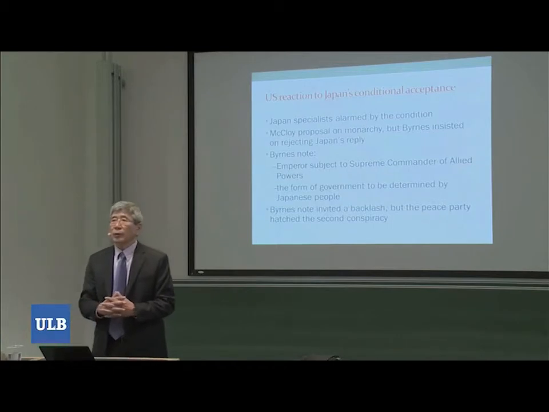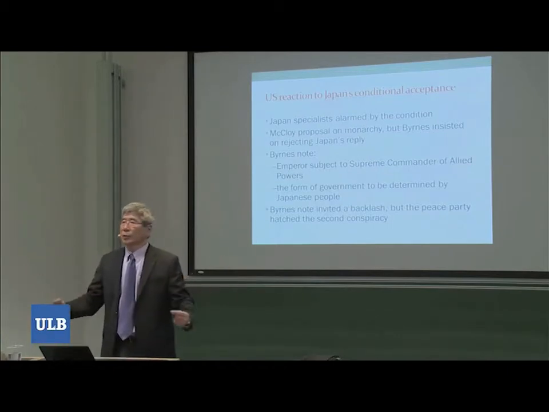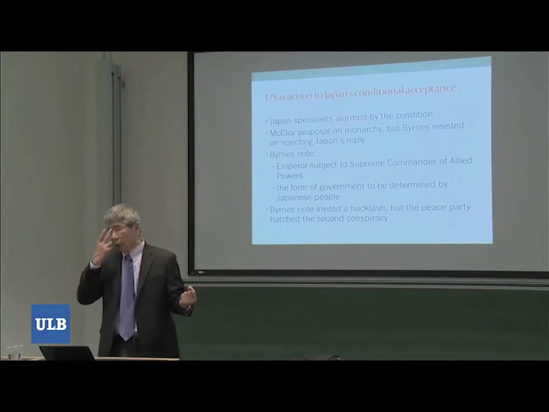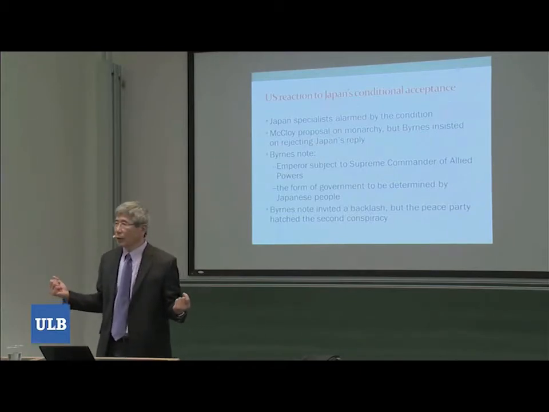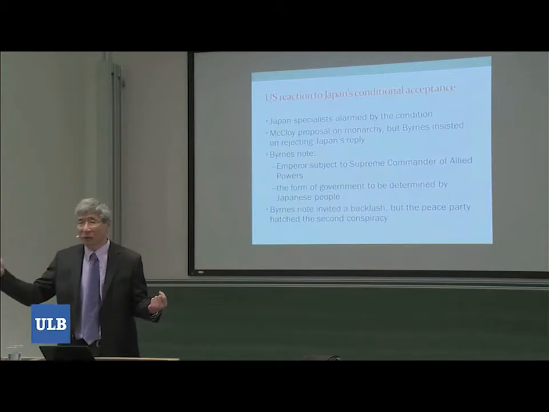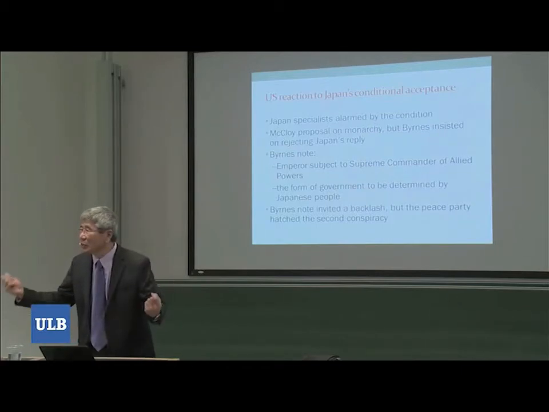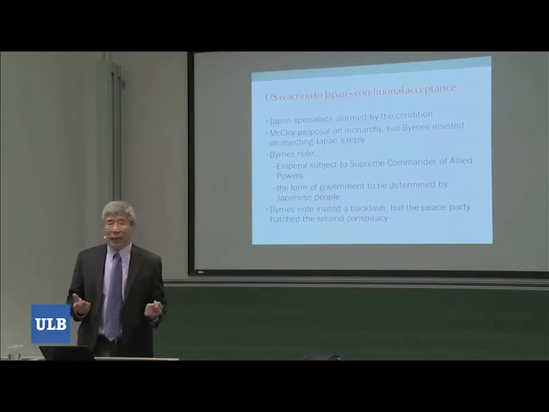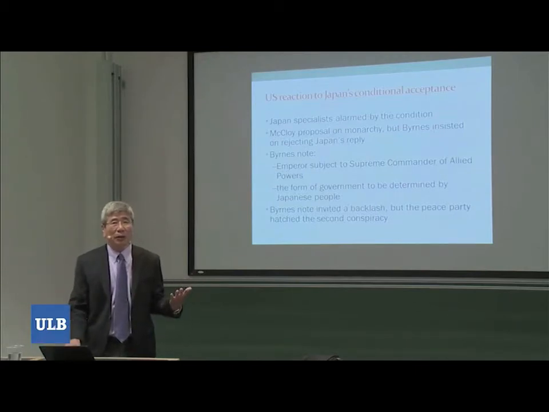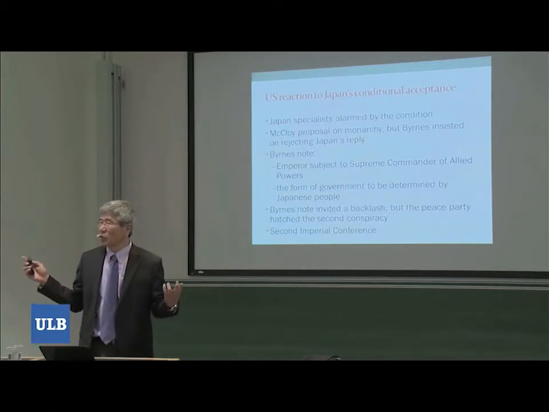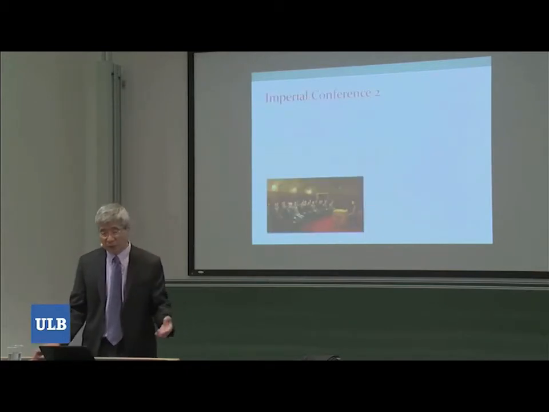But the second-tier peace party, who worked very strenuously behind the scenes, convinced Kido, and the emperor himself played a very important role here. Emperor is also fighting for the survival of himself and his imperial house. If we lose the chance, then what is going to happen? And so the peace party hatched a conspiracy to have a second imperial conference. Right? Behind the back of the military, in fact, the peace party tricked the military.